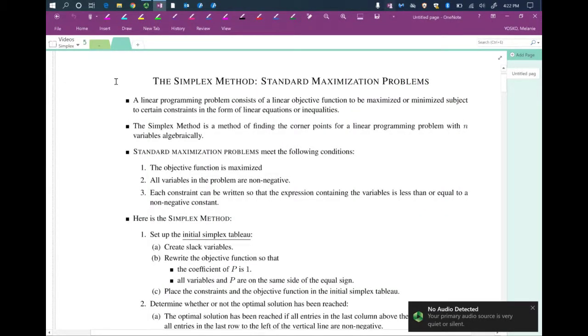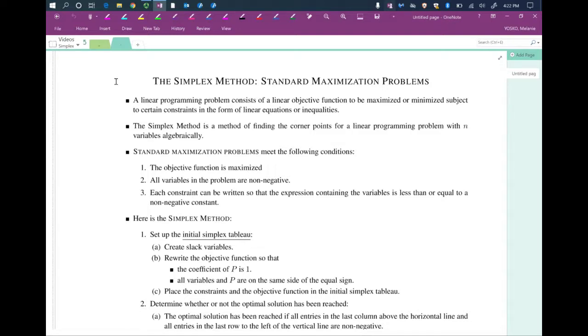Let's do some more examples with the Simplex method on standard maximization problems. So the first thing we want to check is to make sure we actually do have a standard maximization problem. The objective function is maximized, all variables in the problem are non-negative, and each constraint can be rewritten so that the expression containing the variables is less than or equal to a non-negative constant.